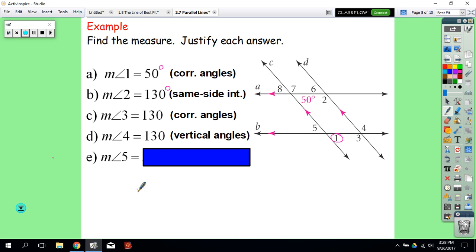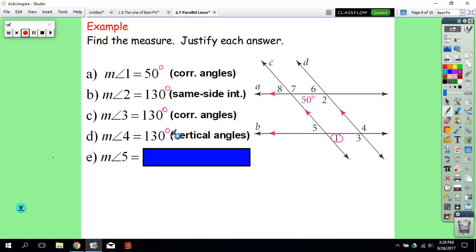Measure of angle 4, because these are vertical angles, you could say that 3 and 4 are congruent. You could also say that these are alternate interior angles. That would be another justification that would be valid.